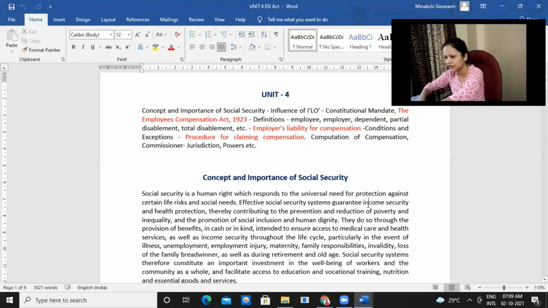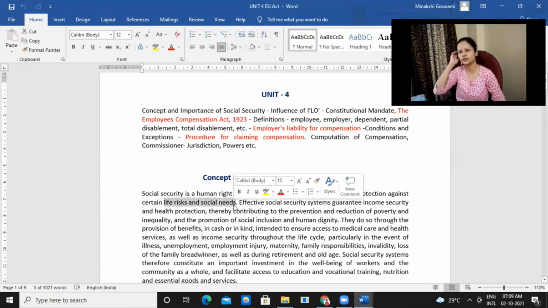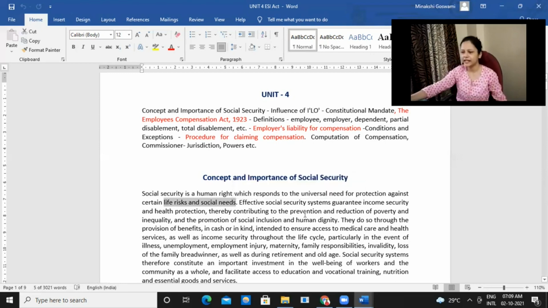So social security is needed in order to protect against certain risks and social needs. Definitely when someone is doing a certain type of job, it involves some amount of risk, and there is also a need for society that security be provided for their benefit, like the benefit of the employees, the benefit of their dependents, plus overall for society's development. It should be done so that they are not worried about those risks or possibilities, but rather they can focus on their work.